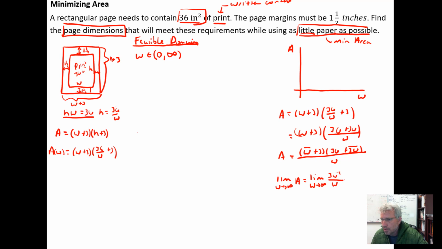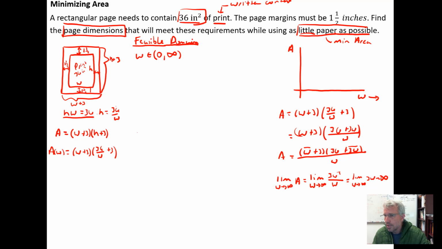And then the w's, you're going to get some cancellation, so you're going to get the limit as w goes to infinity of 3 times w when you simplify that. And when w goes to infinity, 3 times w goes to infinity. So I know the area function goes to infinity as w goes to infinity. So let's think about what has to happen.